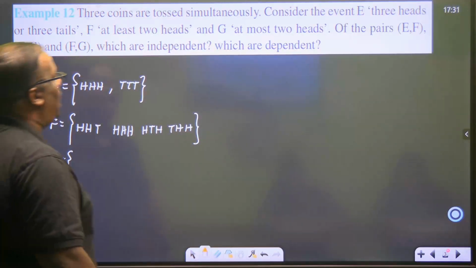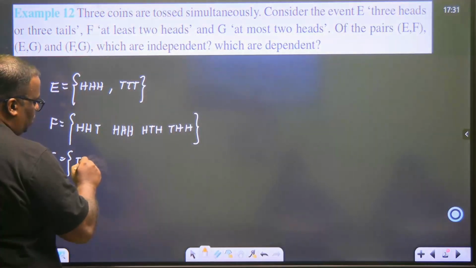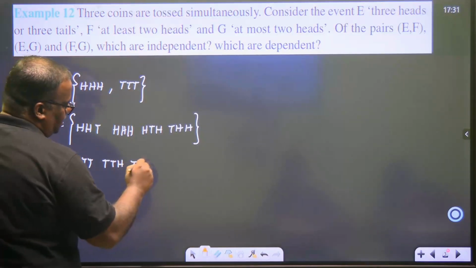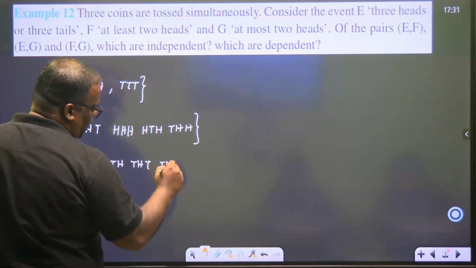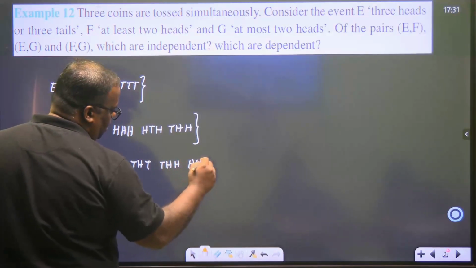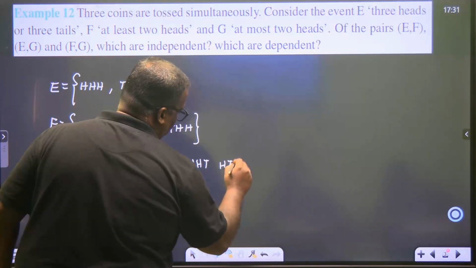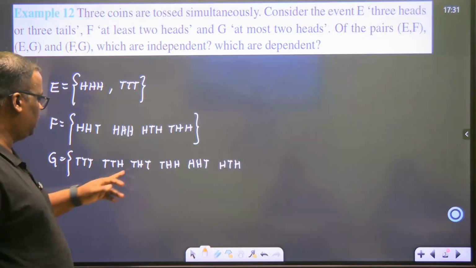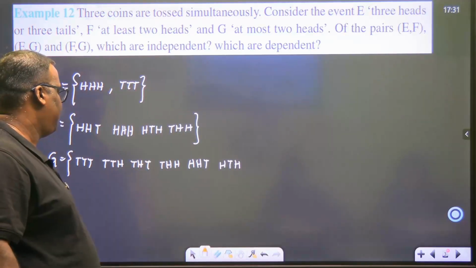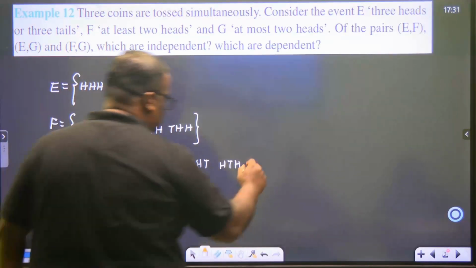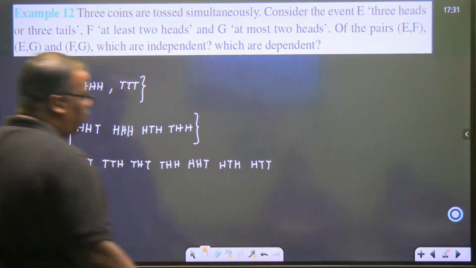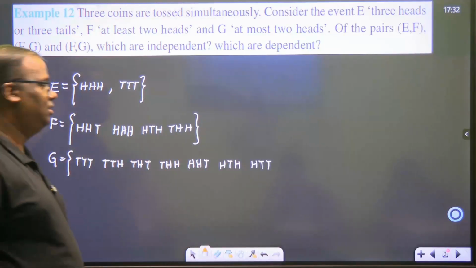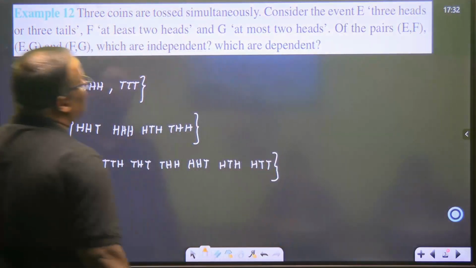And then we look at G. G is at most 2 heads. At most. So all 3 tails. Tail, tail, head, tail, head, tail, then tail, head, head, head, head, tail, then head, tail, head. At most 2 heads. Any other way? Head, tail, tail is also one option. Yes. Everything except 7 should come. 1, 2, 3, 4, 5, 6, 7. Except tail, tail, tail. Okay? If you make a mistake here, everything will go wrong.